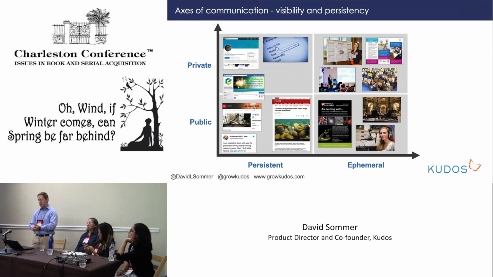So a couple of slides to wrap things up. I want to also talk about the axis of communication. If you think about an axis of visibility that goes from public to private, and an axis of persistency that goes from persistent to ephemeral, then you've got four quadrants where communication is happening.